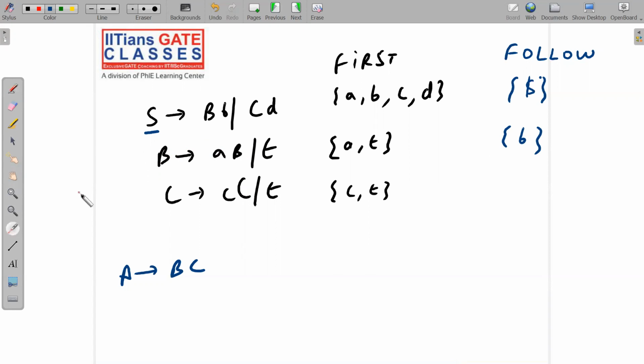Now we will see Follow of C. For capital C, try to find capital C anywhere. Here we are getting capital C, so Follow of capital C will be First of this part. First of this part is obviously D, so we will get D. Now, are you able to find capital C anywhere else? Follow of capital C is Follow of capital C, obviously one and the same thing, so we will get nothing out of it. So these are the Follows.